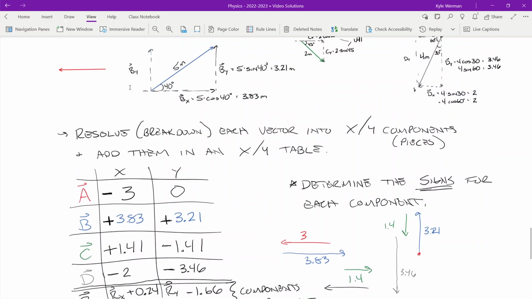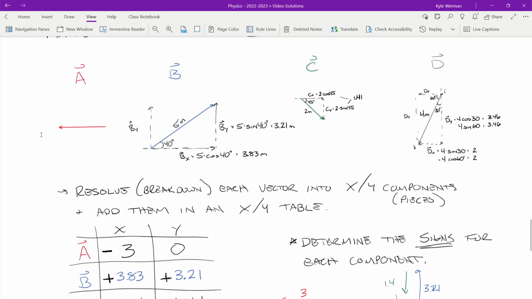All right, so let's look at vector A. Well, vector A only points in the west. So west is negative. I put a negative there. It's 3 units long, and it does not point at all in the y direction, so I get to put a 0 there. Vector B points up and to the right.